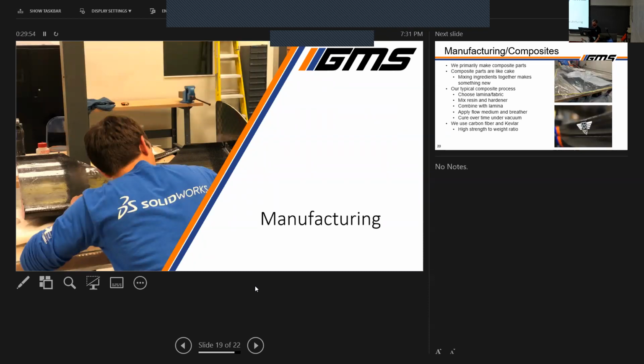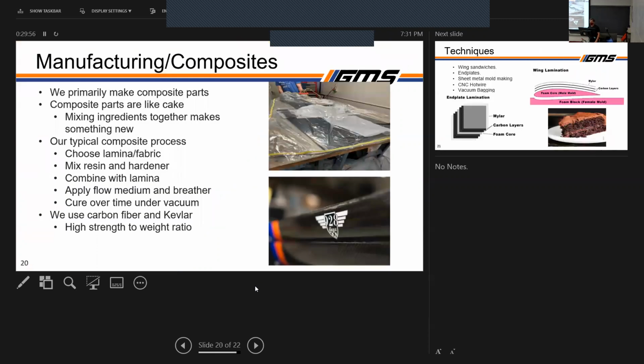So in terms of manufacturing, it turns out making the wing entirely out of solid aluminum is pretty expensive, pretty heavy, not really doable. So what we do instead is we manufacture with composites, because specifically you can make parts that have a very high strength to weight ratio. What that basically means is you have a part that is less dense than something similar, but it has a similar strength.